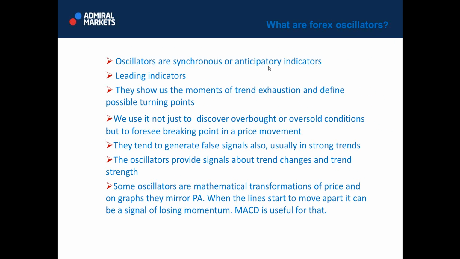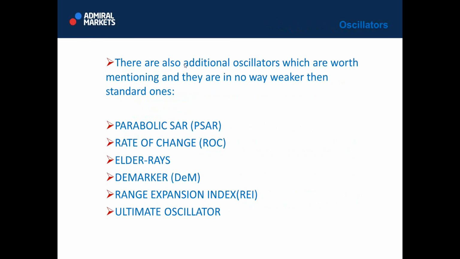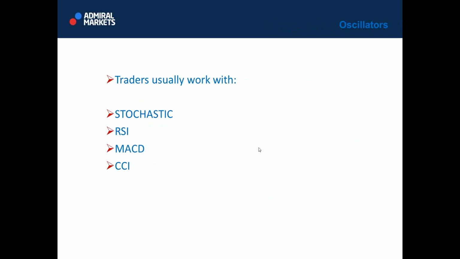Okay, this is the wrong slide. So what are Forex oscillators? Today we will talk about a lot of oscillators, especially Parabolic SAR, rate of change, Elder Rays, Demarker, range expansion index, which is one of the greatest, and ultimate oscillator.